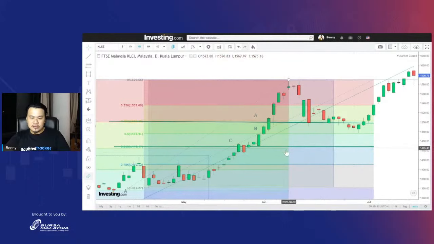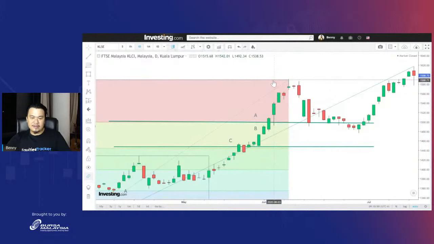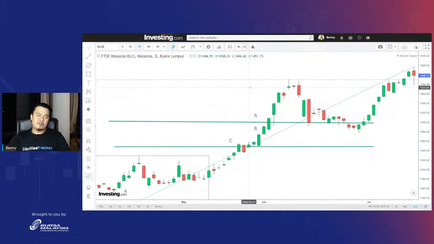Okay, so that's why it's very difficult to identify which level is the one. Okay, if I'm trading, I'll prefer to actually take action on those three levels. All right. So divide your position size into A, B, or C.